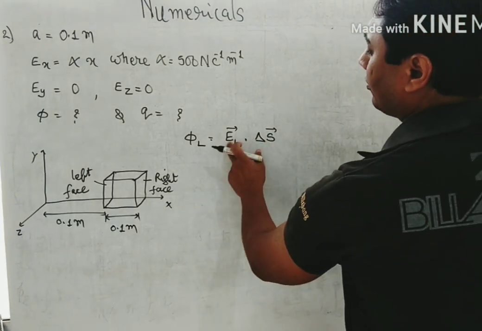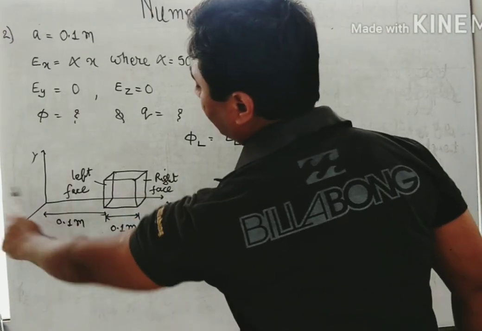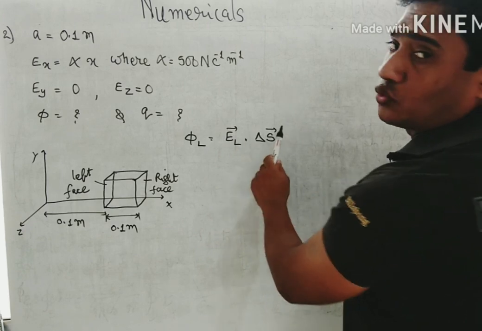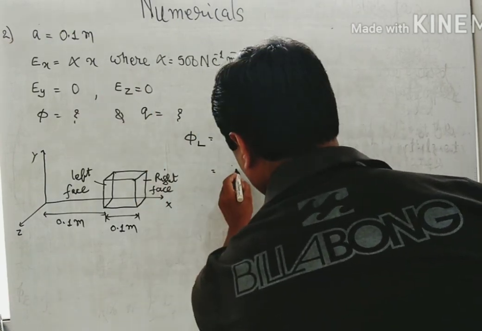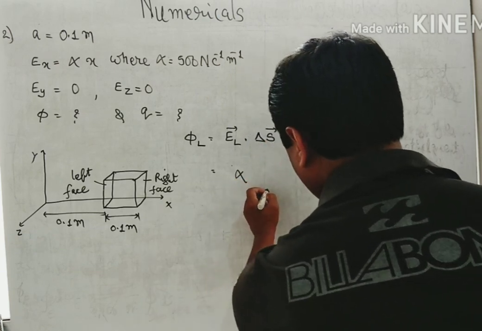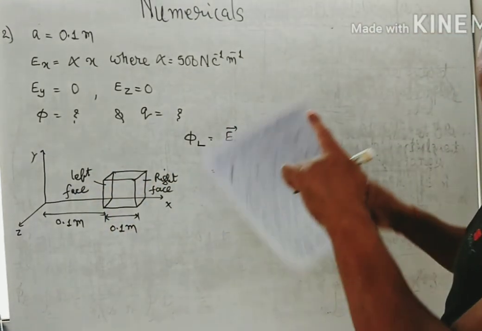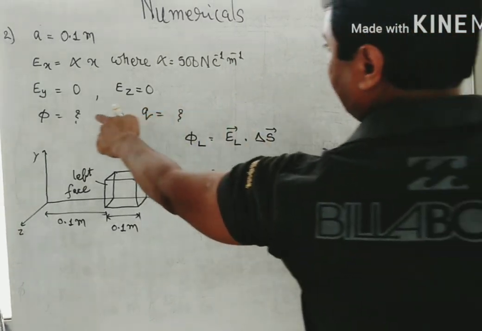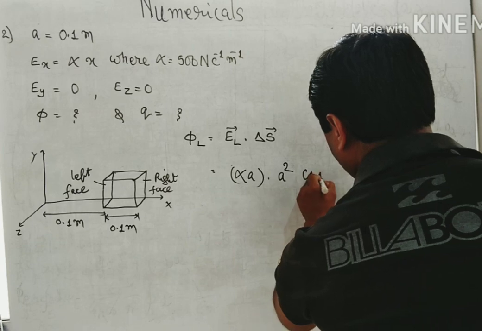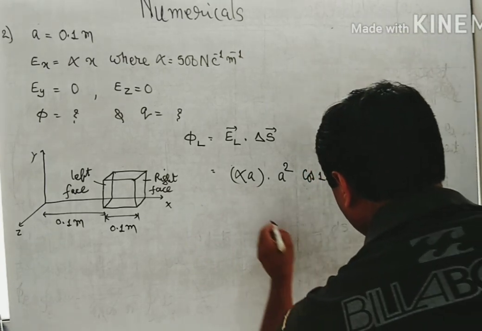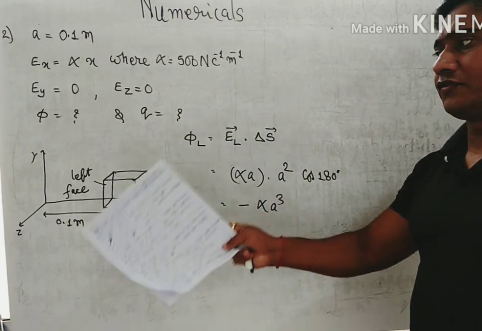Now we can have the angle between these two. As can be seen, the electric field is given along the positive x-axis and the area vector of the left face would be directed along the negative x-axis. So the angle between these two will be 180 degrees. The electric field intensity is alpha into x, so here we have alpha into A, into the area of the left face of the cube, which is a square of side A, so A square is the area. The angle between them gives cos 180, and here we can write minus alpha A cube. So this is our flux through the left face.